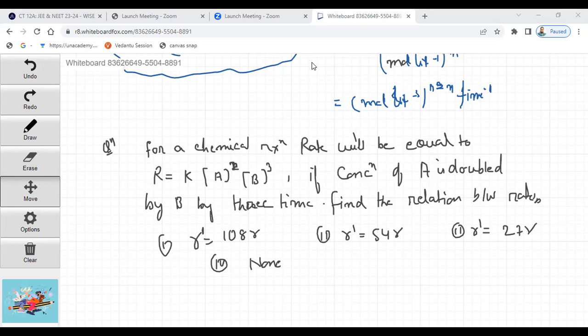Drishti Muhammad, your answer is correct. Option A is the correct answer. I am explaining. Option first is the correct answer.